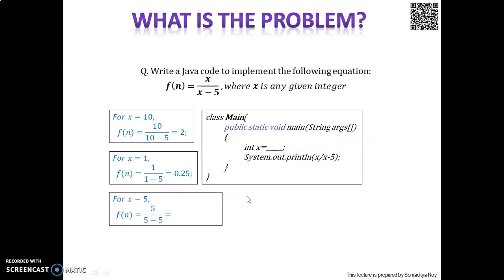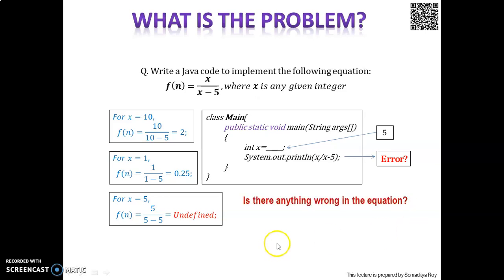Now what if we pass the value of x as 5? Well, mathematically we cannot divide anything by 0 and we will get undefined. So what happened to our code? Does it give you an error? Well, is it? So is there anything wrong in the equation? Because if there is anything wrong, it will give you an error.